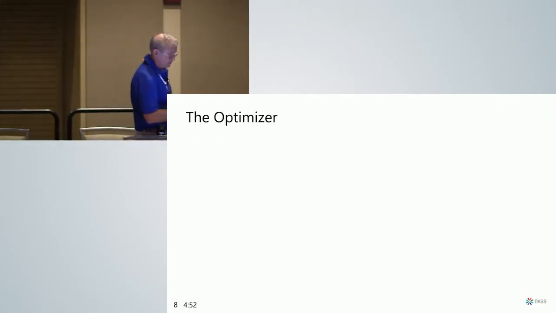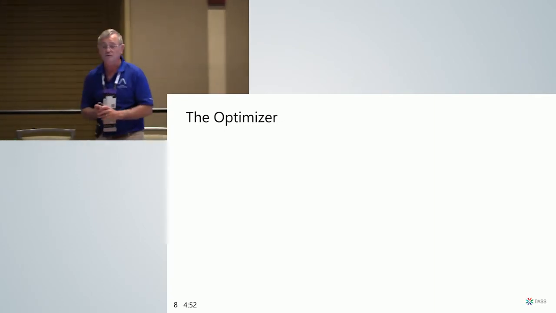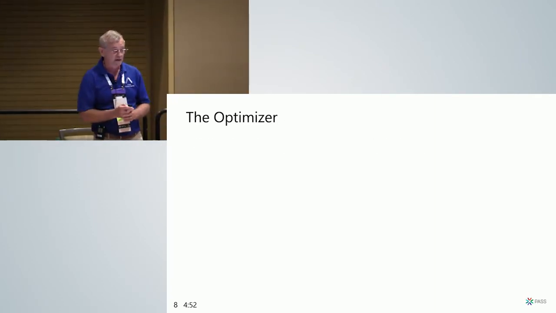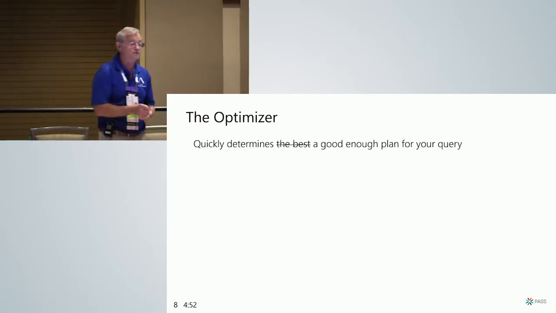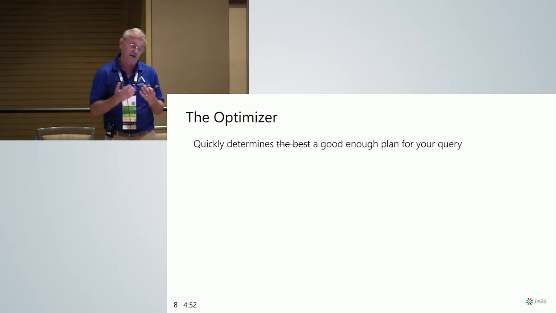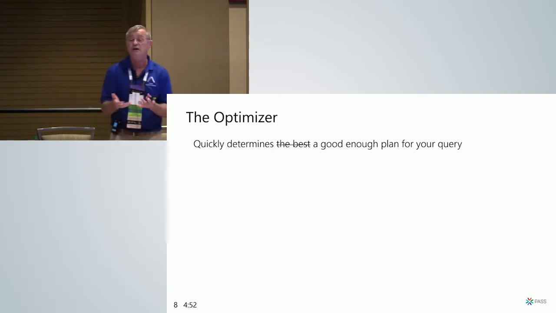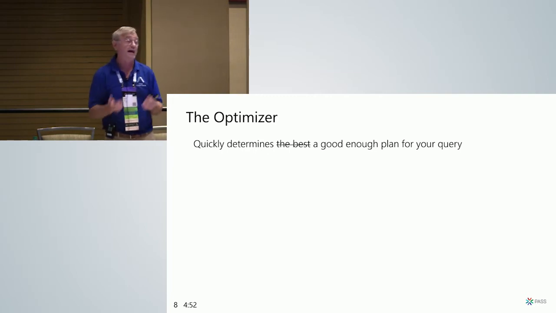So what is the optimizer? The optimizer is an amazing piece of code within SQL Server, and its responsibility is to accept the query that you submit and figure out how, and I'll use the term best, but it's even crossed out in the slide, how best to execute that query. You're not telling SQL Server how to execute it, you're telling it what you want, and the optimizer has to determine that how part.